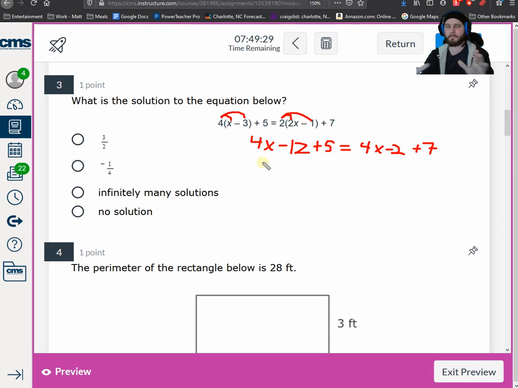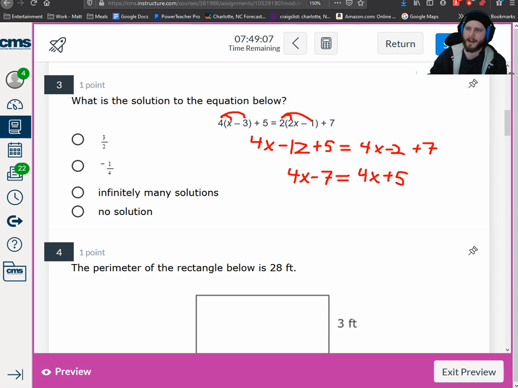Okay, let's go ahead and balance everything out. Combine our like terms here. We have negative 12 plus 5, that would equal negative 7. So we got 4x minus 7 equals 4x, negative 2 plus 7 would equal positive 5. Already you should see a warning flag, because something similar happened in the last problem, but slightly different. See, this time, when I subtract 4x from both sides to get the x on one side, both of them cancel out, and my problem ends up being negative 7 equals positive 5.